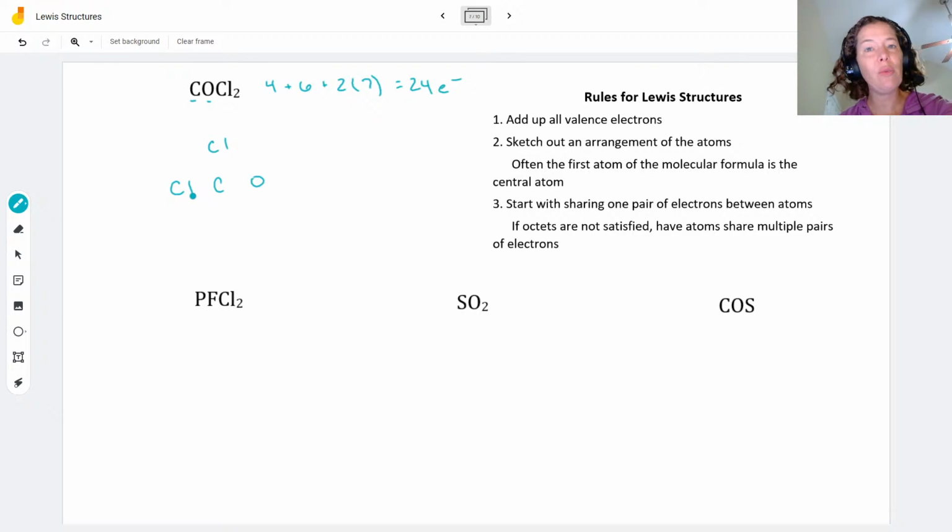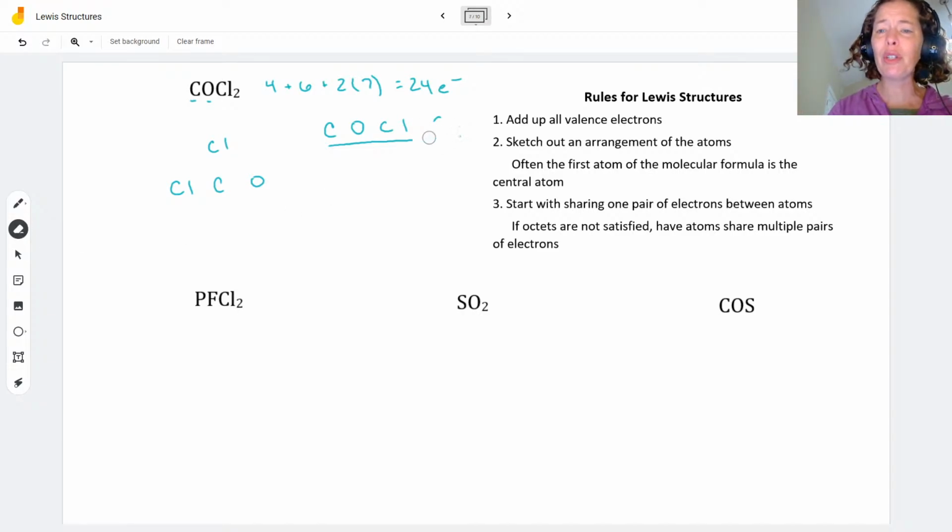So the temptation with these structures is to take a guess where you're going to do carbon, oxygen, and chlorine. But remember, you're always going to have a central atom and atoms bonded around it. So guessing this structure first is going to be very difficult because you don't have a central atom with atoms bonded around it, because these atoms are all just linearly bonded.